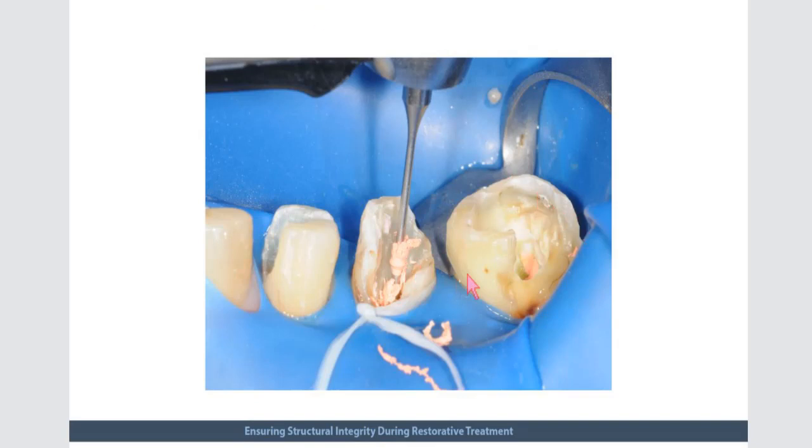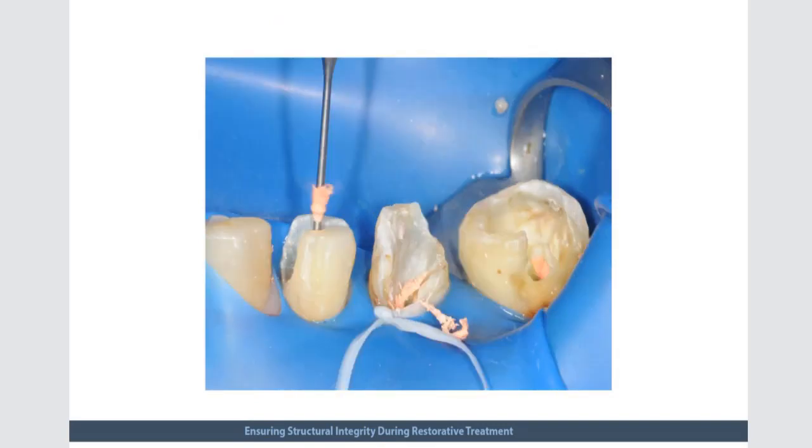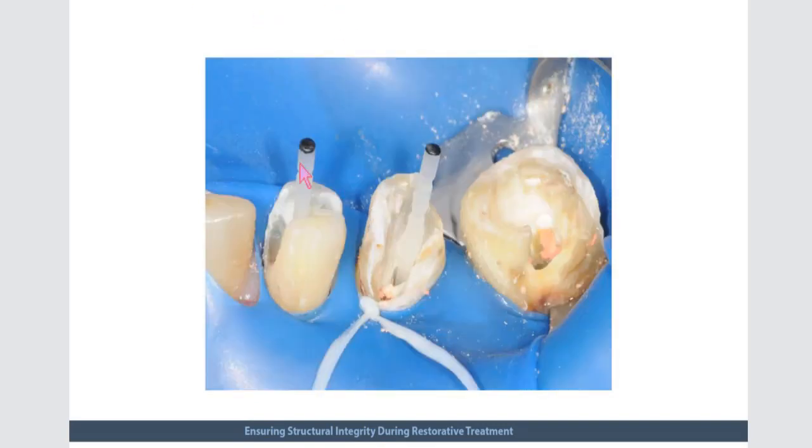You can see here I'm using a Gates Glidden burr to remove the gutta percha. It's quite easy to remove the gutta percha from inside the root canal with Gates Glidden without water. On low RPM, something like 2000 RPM, it just melts the gutta percha, and the root canal will be clean. I'm doing the same thing on both premolars.